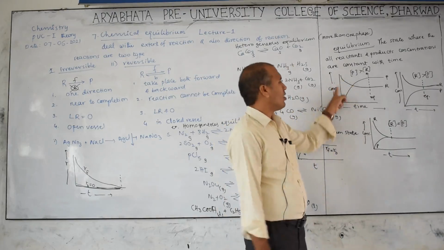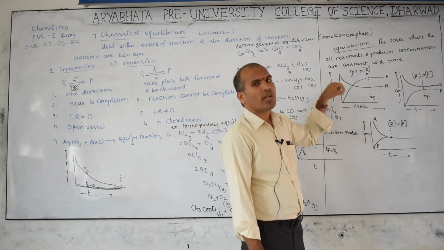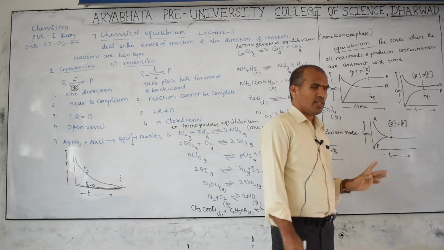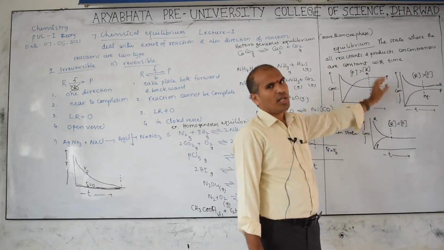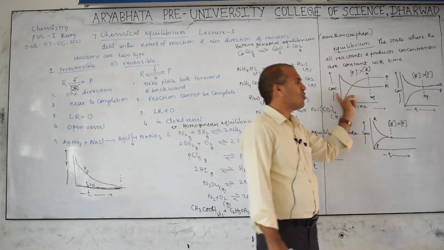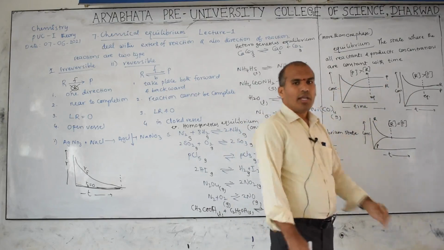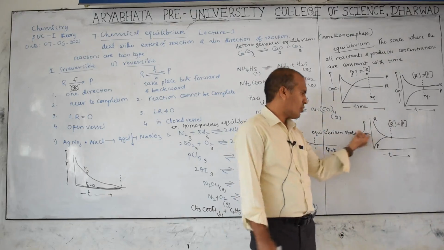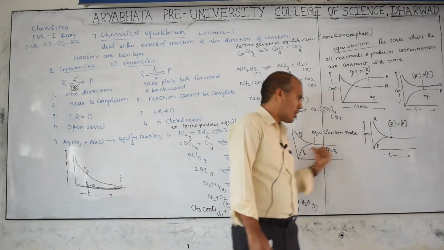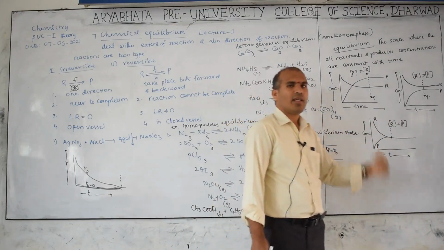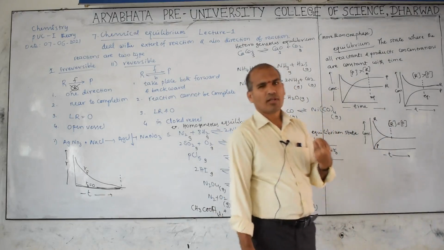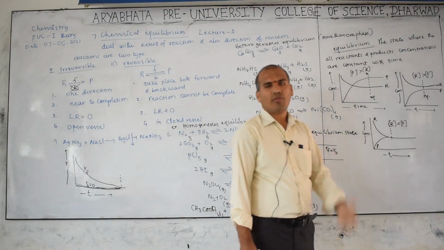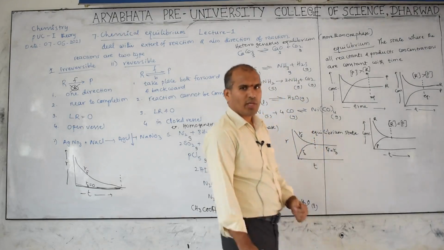If I remove the concentration and put rates, in these two cases, then this does not indicate equilibrium. But in this case it indicates equilibrium. Remove the concentration, put rate, then it looks like this one only, and it indicates equilibrium. So based on the graph, they will ask which of the following is an equilibrium graph, or which of the following does not indicate an equilibrium graph.